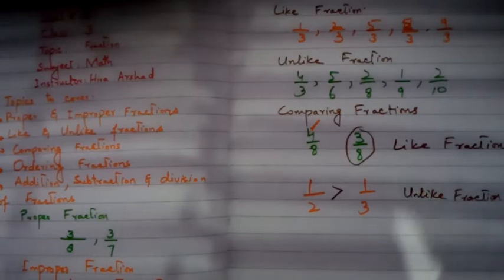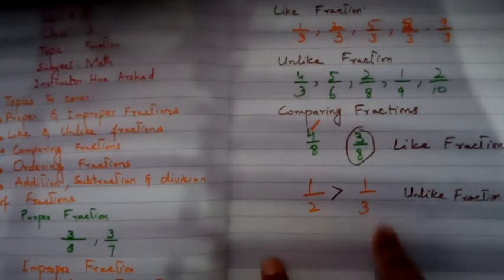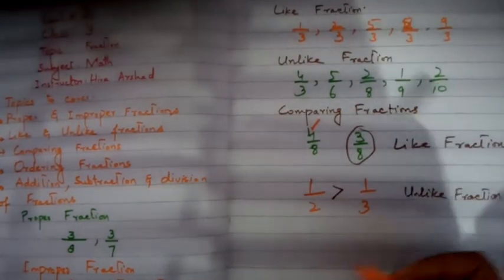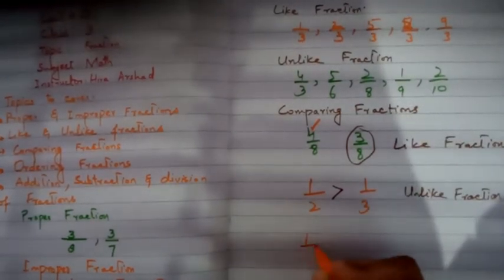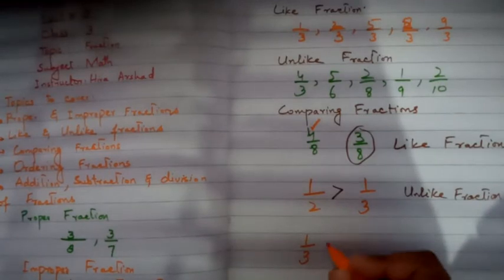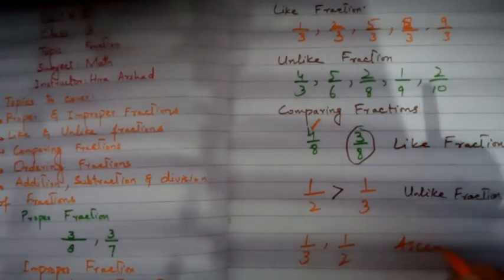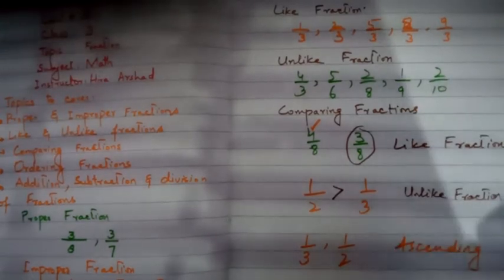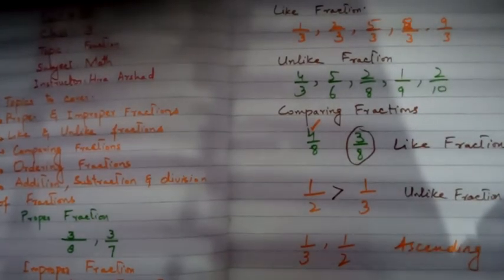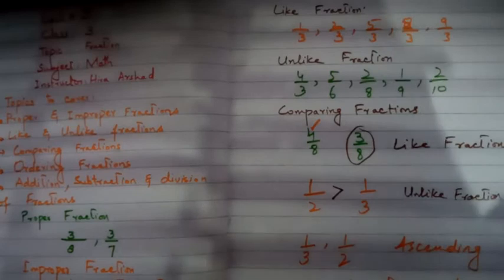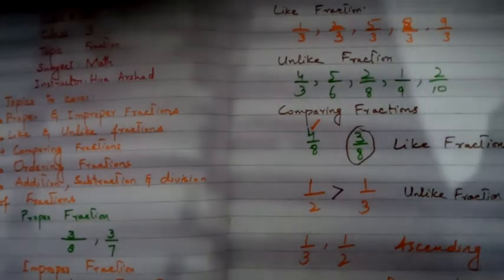Next is ordering fractions. How can we order? If we have compared the fractions, then ordering is very easy. 1 by 2 is greater than 1 by 3, so in ascending order 1 by 3 is written before 1 by 2, and 1 by 2 is written before 1 by 3 in descending order. Next, addition, subtraction and division of fractions.